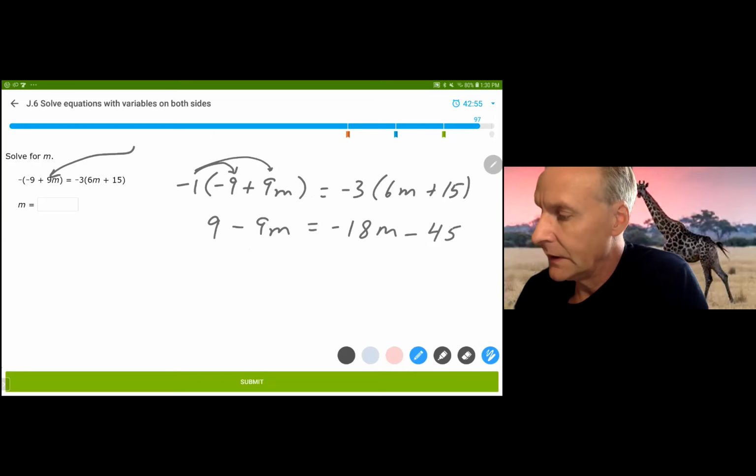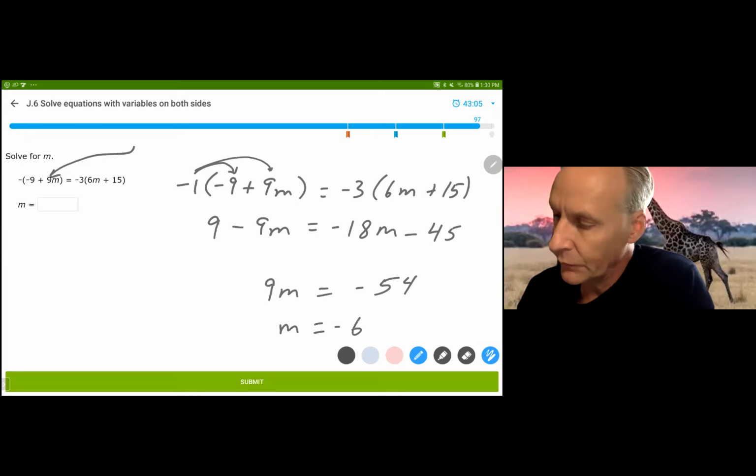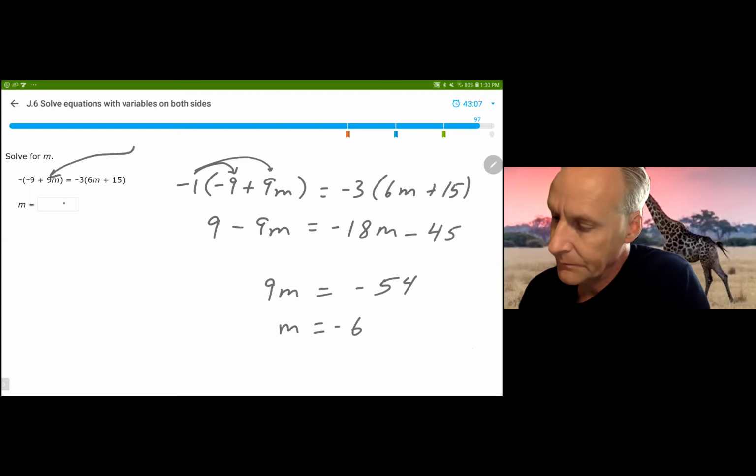And we're almost done. I can add the 18m to both sides and get 9m. I can subtract the 9 and get negative 54. And m is equal to negative 6 when I divide by 9 on both sides.